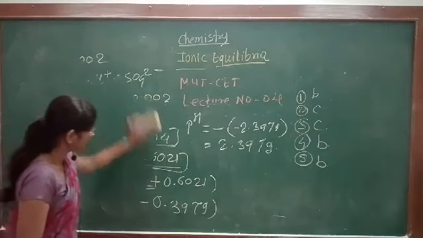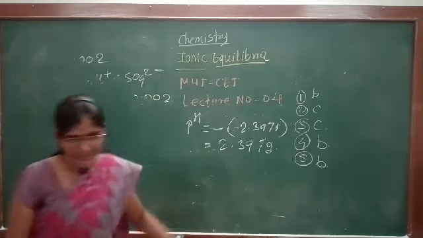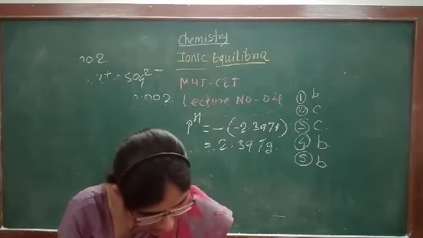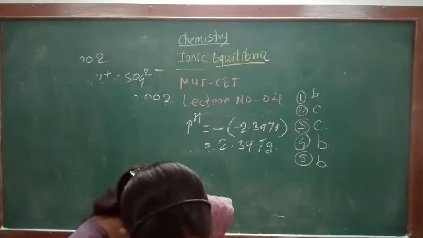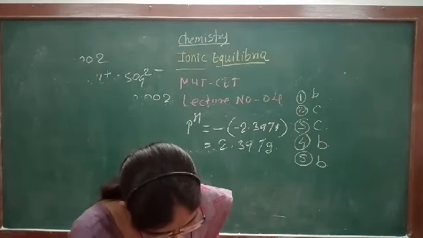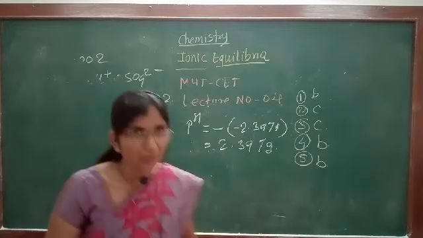Next, the 6th number equation is here. The pH of a solution is 5. Therefore, what is the OH minus ion concentration of the solution?